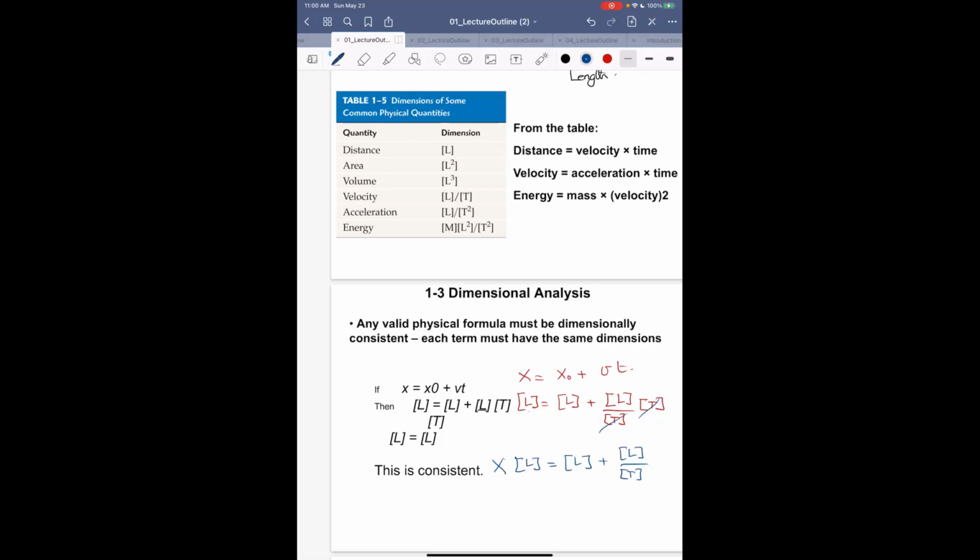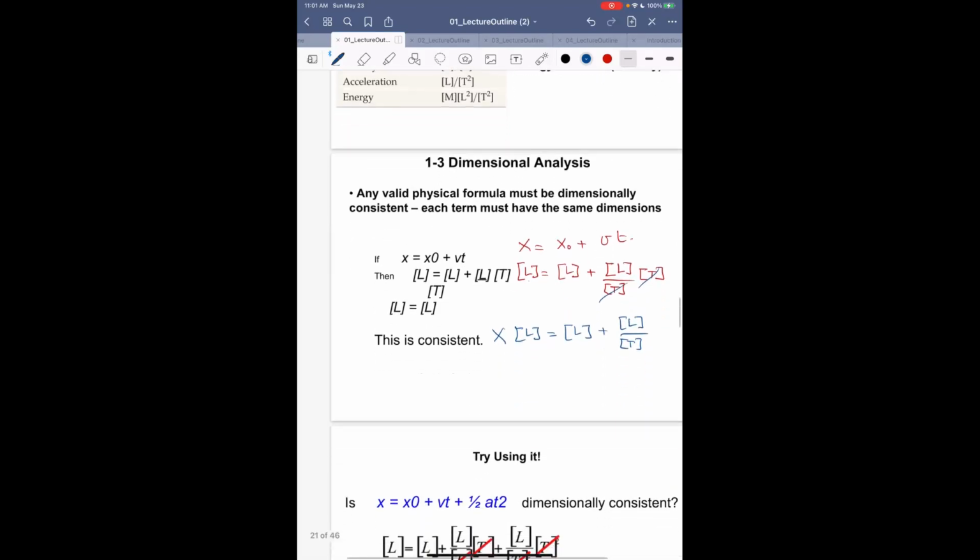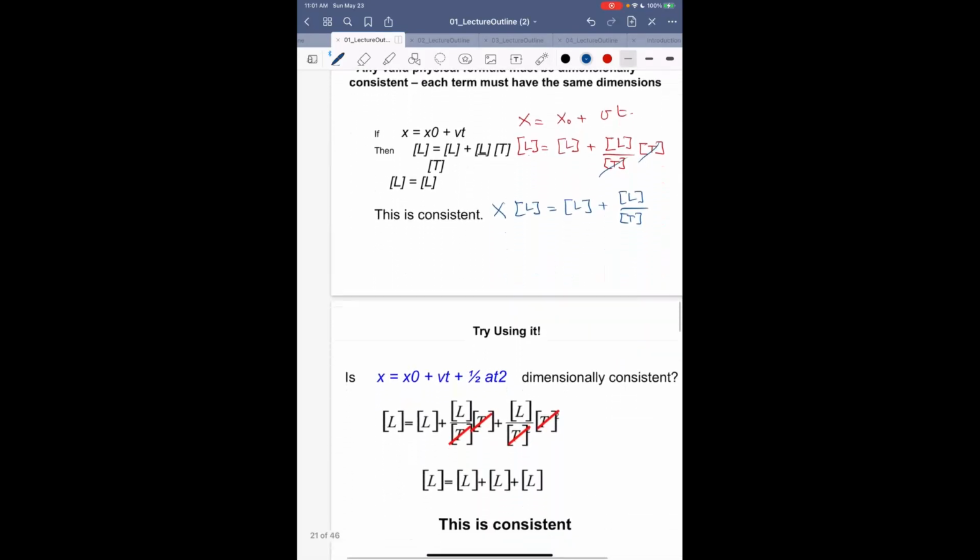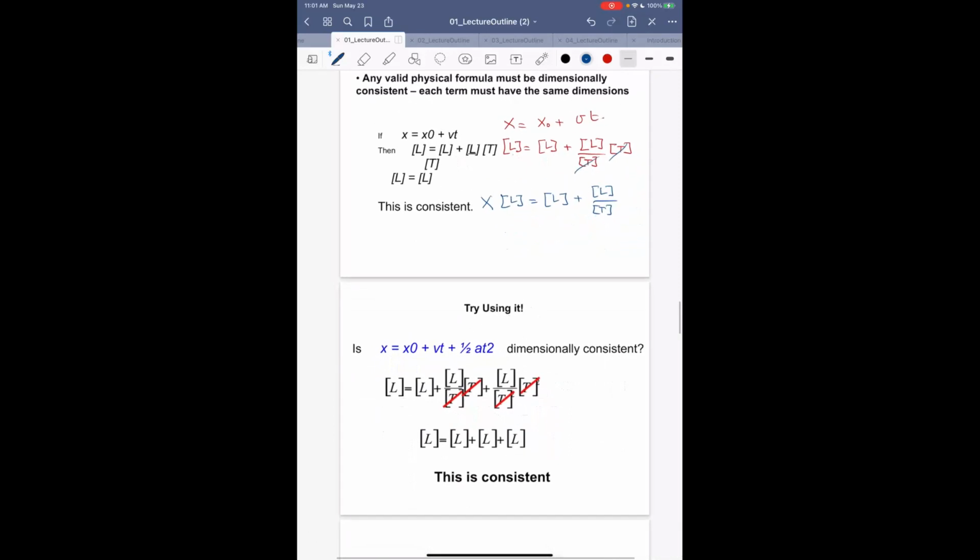Then these are the two reasons that we are using for implementing dimensional analysis. Okay, then here is another equation, and it also shows that it is consistent.